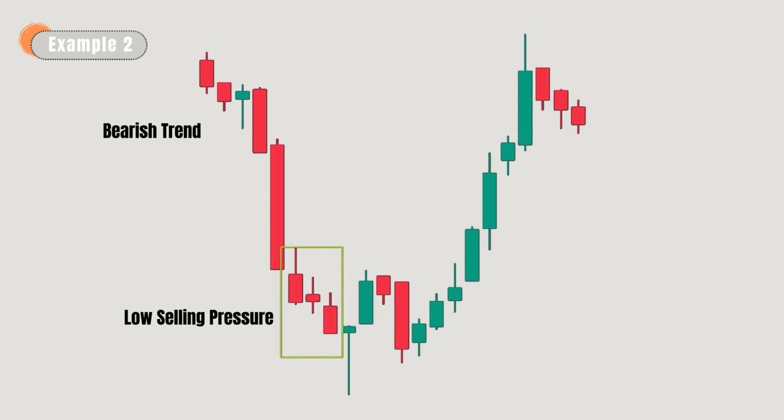Noticing the reduced selling activity, new buyers enter, leading to a hammer pattern on the chart. But once again, the sellers try to pull the price down, but due to the increasing buying pressure, the price reverses and goes up. Let's check out a third example.